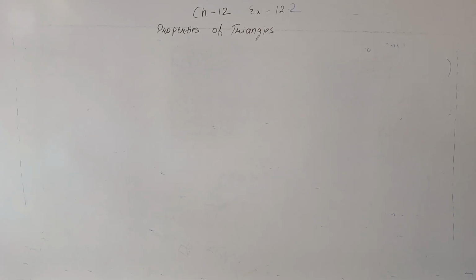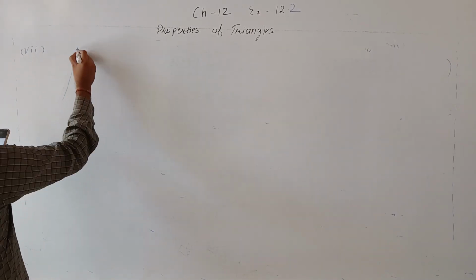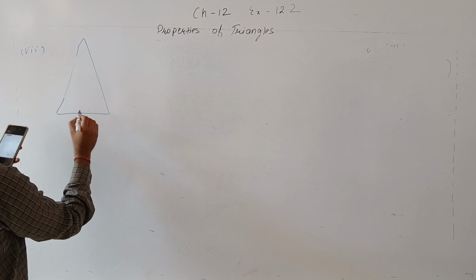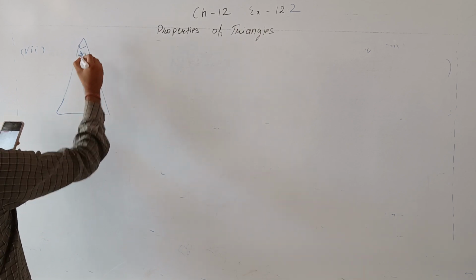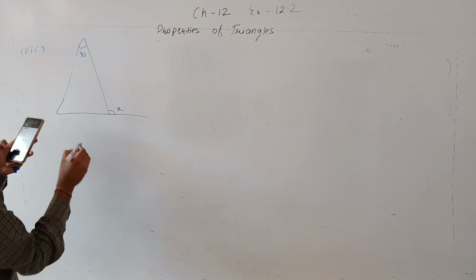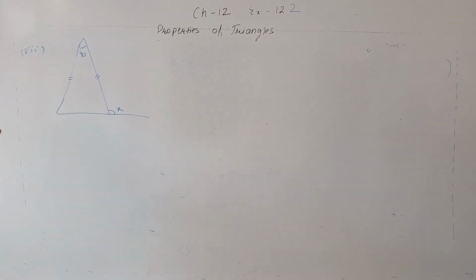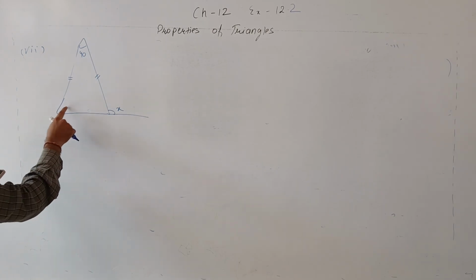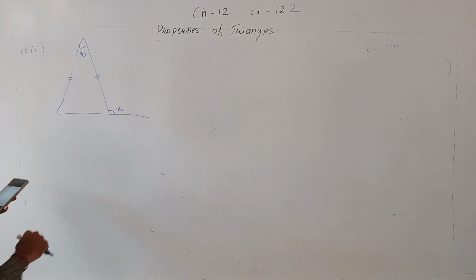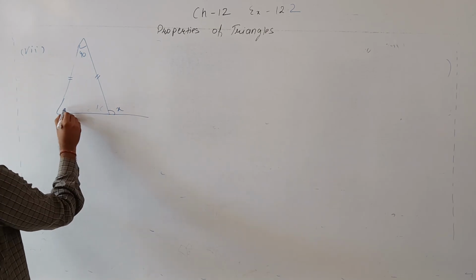Now question number 7. This is a triangle and this angle is 40. This angle is angle x and the two sides are equal. Since these two sides are equal, these two angles are also equal. Let this be angle 1, let this be angle 2.